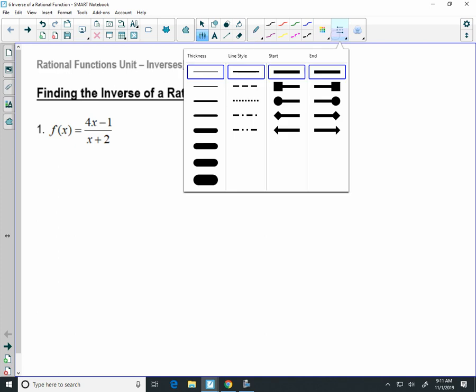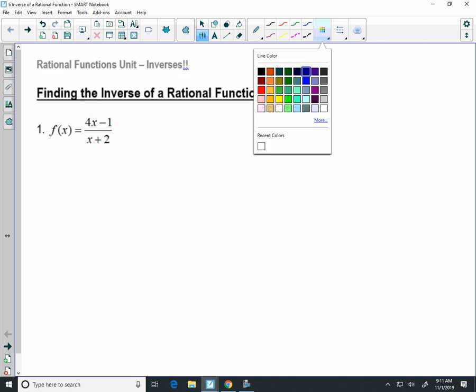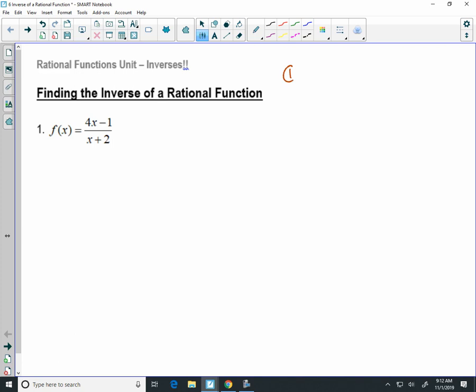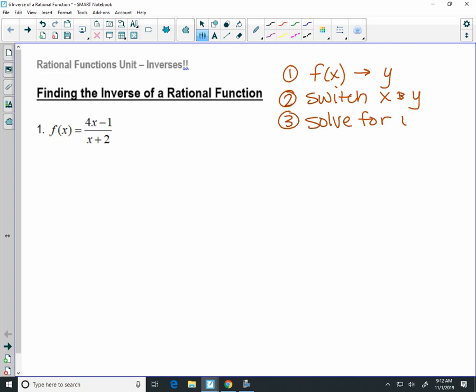What are our steps for finding an inverse? Just generally, what do we do? Yeah, change f of x to y, switch x and y, and solve for y. This is going to be similar to when we were dealing with logarithms, in that there's going to be a magical factoring step. It is going to be nicer than dealing with logarithms because there are no logarithms.